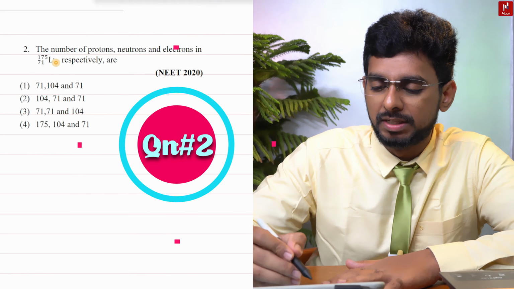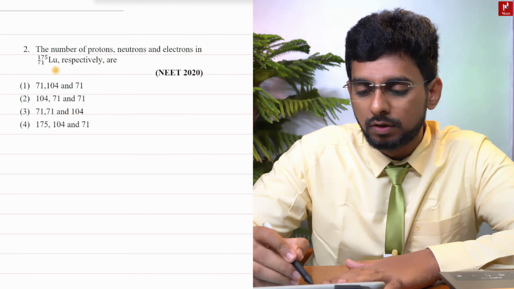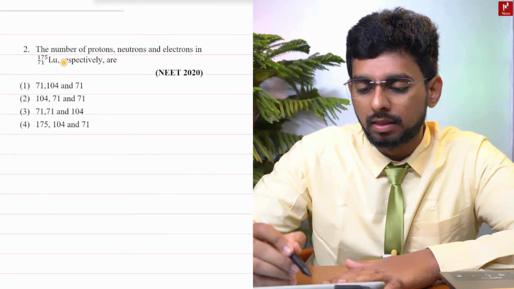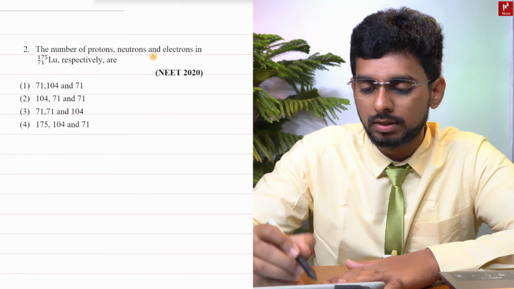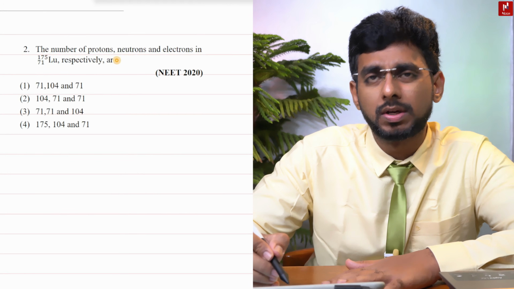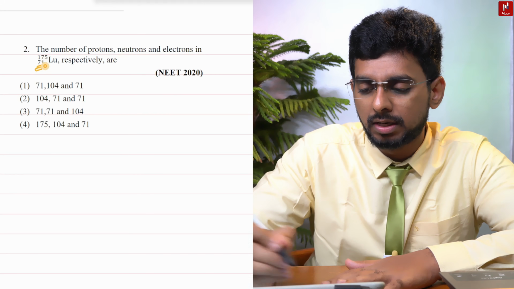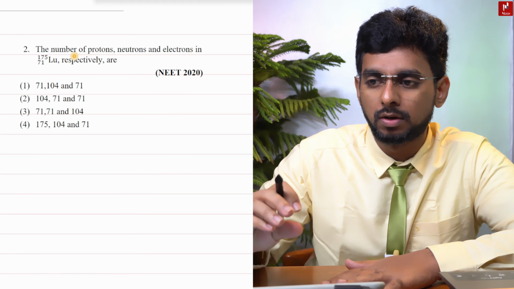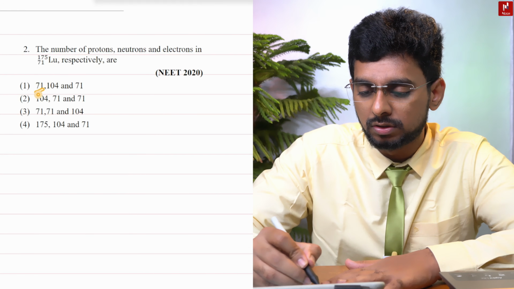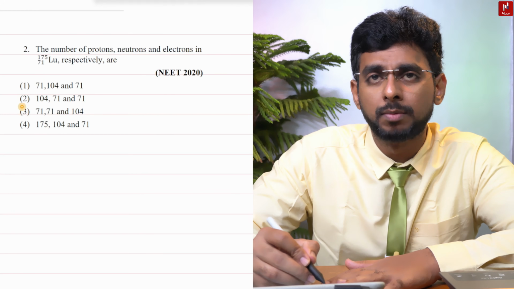The next question is also a simple one based on the atomic number. You have got the number of protons, neutrons, and electrons in lutetium, Lu, respectively. So I just need to get the number of protons, electrons, and neutrons in this element Lu. They have given you the atomic number and then the mass number. To get the protons, it's going to be easy. Atomic number and the proton count are just the same thing, right? So the count of atomic number and the protons has to be the same. Therefore, 71 should match. You have got two 71s there. Either it could be option 1 or it could be option 3.